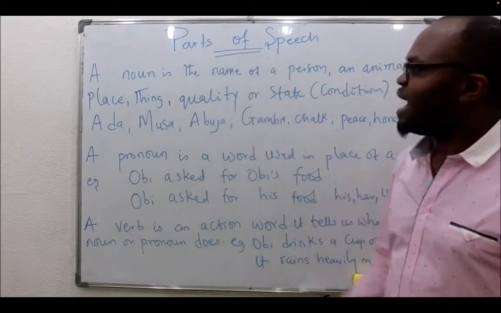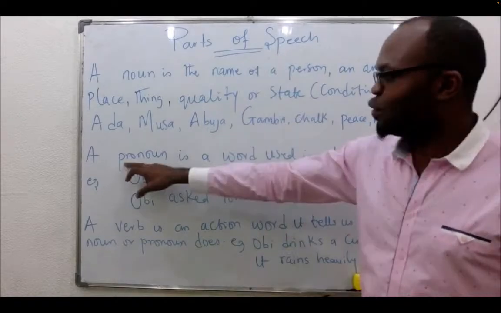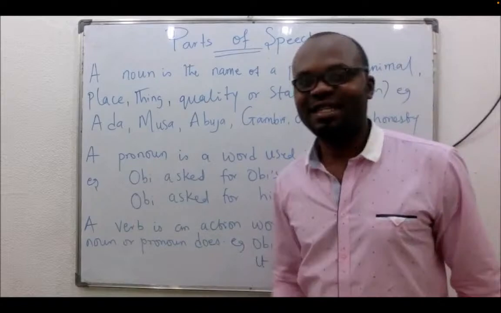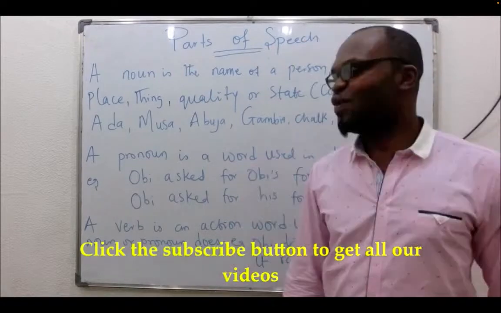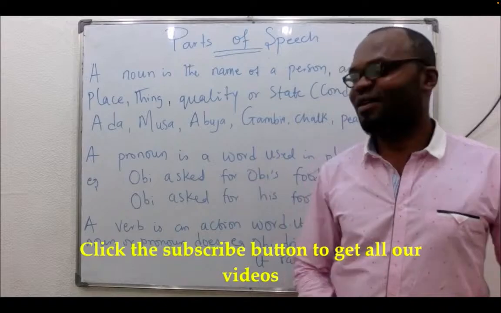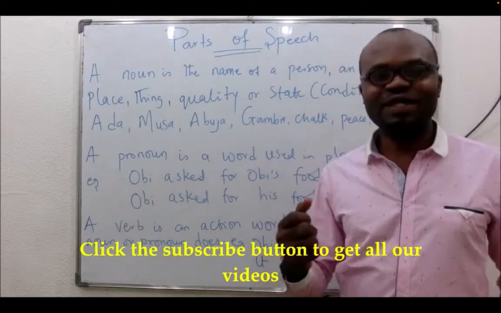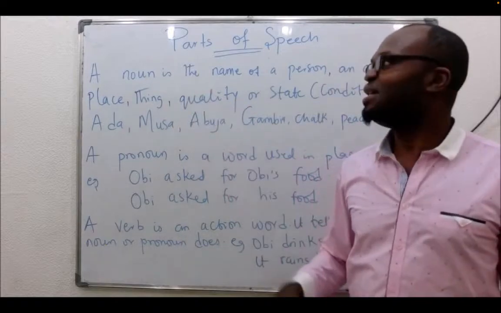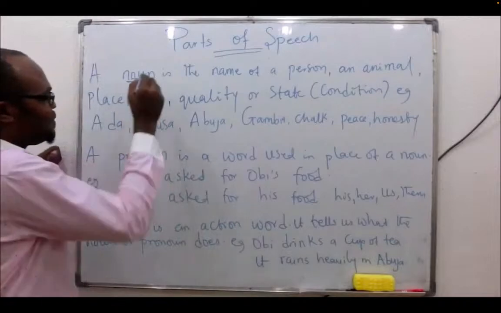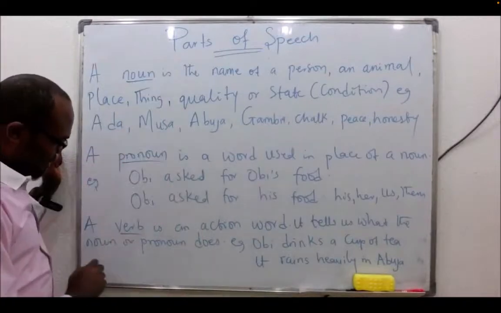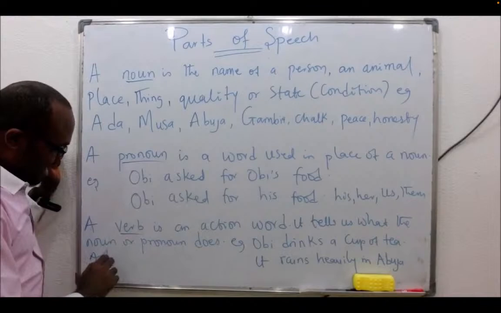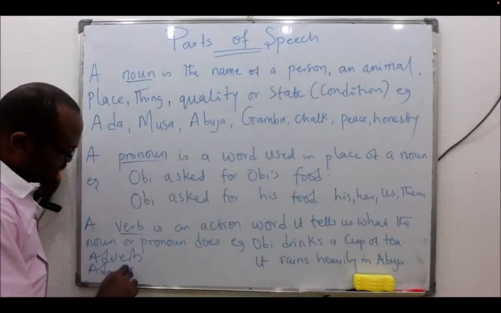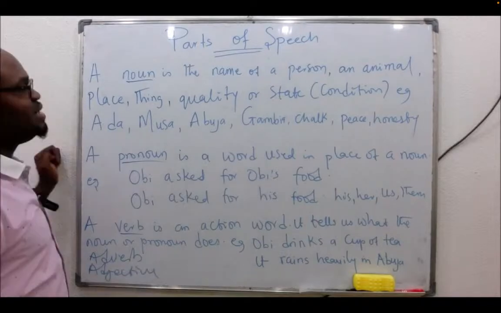We can have noun, we can have pronoun, we can have verb. You can also have adjective, you can have adverb. So we're going to be looking at these parts of speech so that whenever you see any word, you are going to be able to tell me the part of speech that it is, whether it is a noun or a pronoun or a verb or an adverb or an adjective or any other part of speech. So, first of all, let's look at the first one, a noun.